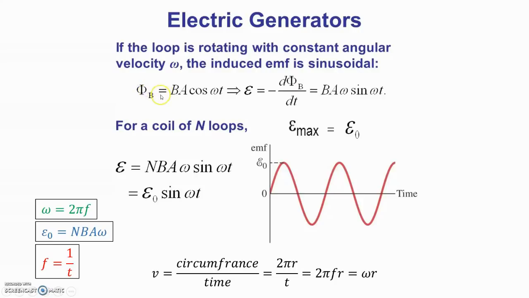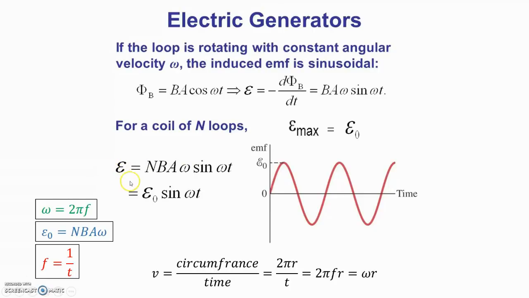Looking at this equation, magnetic flux, which is phi, equals BA cos omega t. And EMF, which is represented by epsilon, is basically negative the change in magnetic flux over the change in time. If you differentiate this equation right here, you'll get BA omega sin omega t. This equation is just assuming that you have one loop of wire. If you have more than one loop of wire, you can multiply the equation by N, N being the number of loops.